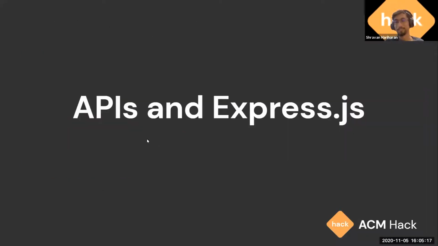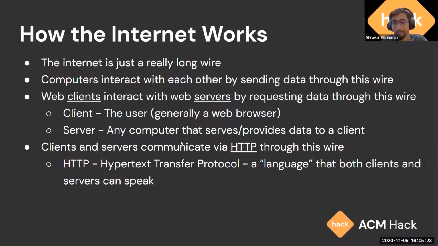All right, so that brings us to APIs and Express for this workshop. Before I go into how APIs and Express work, I do want to give a high-level overview of how the internet actually works and how we're going to be able to communicate with our API. At a ridiculously high level, the internet is just a very long wire. Computers interact with each other by passing data through this wire. They pass data called packets from computer to computer, and that's how all interaction between computers happens. So we have clients and we have servers, and clients will request data from servers through this wire.